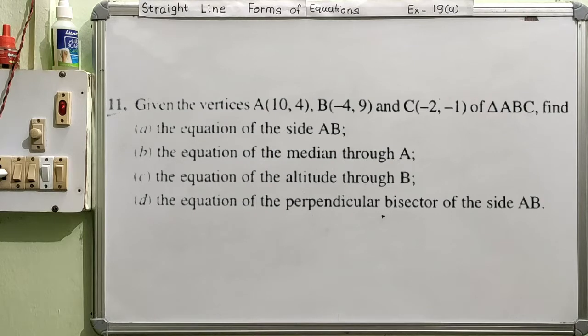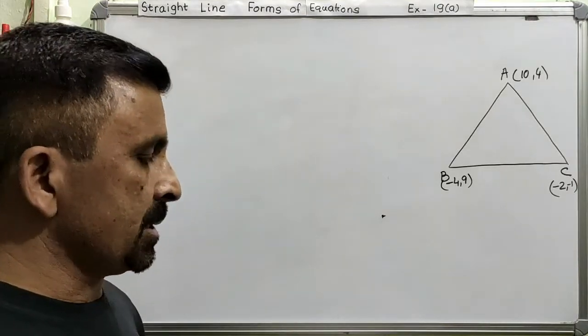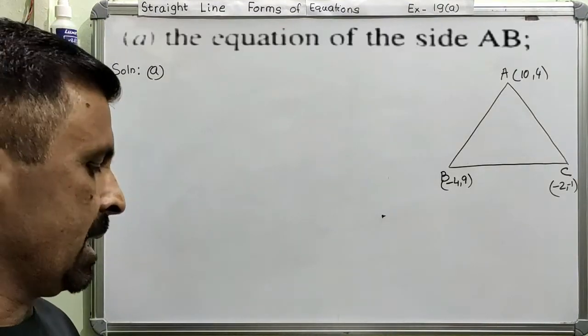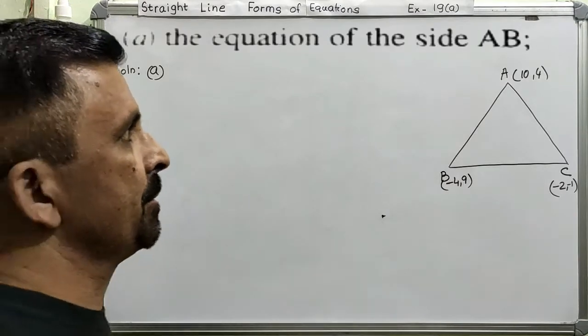Number 11, we have a triangle ABC, the coordinates of whose vertices A, B, and C are given in the question. There are so many parts to this question. The first part is the equation of side AB. Let us draw the diagram of this question and then see how to begin. Part A: find the equation of side AB.